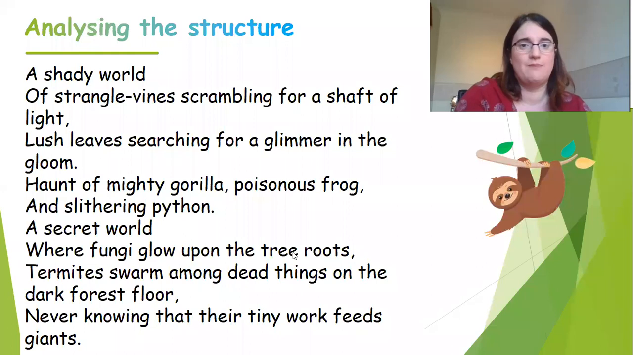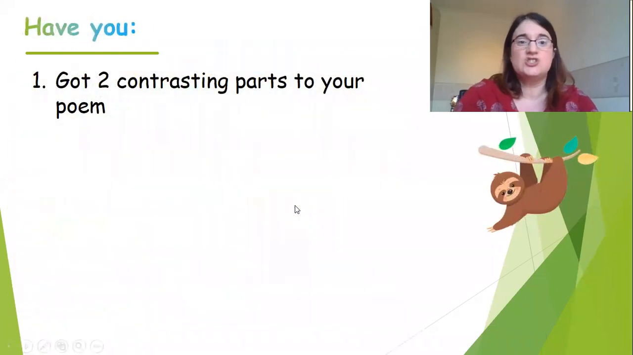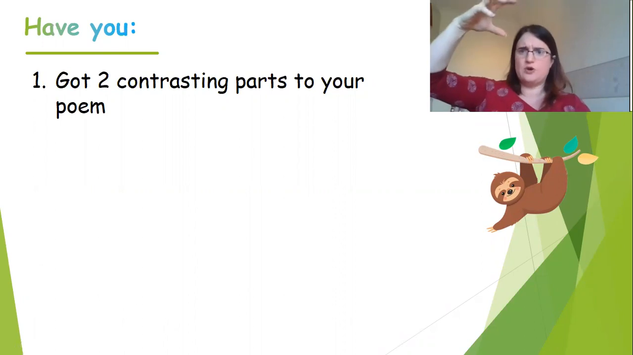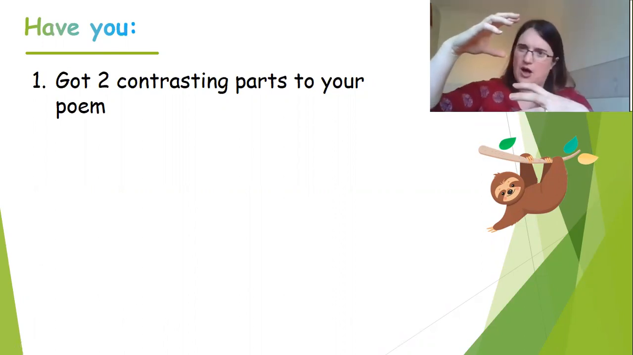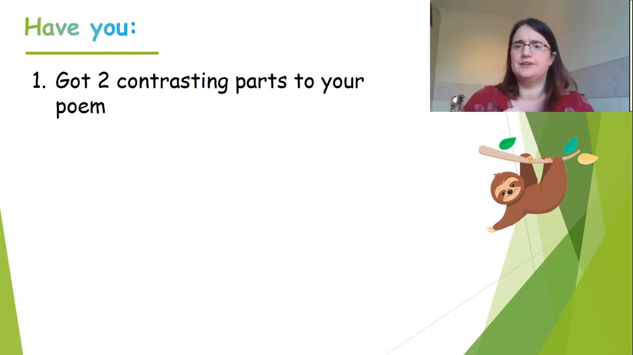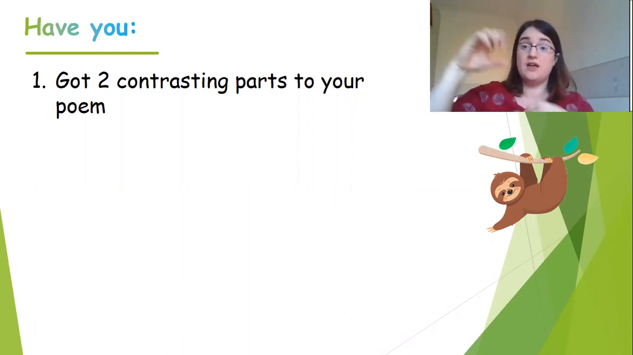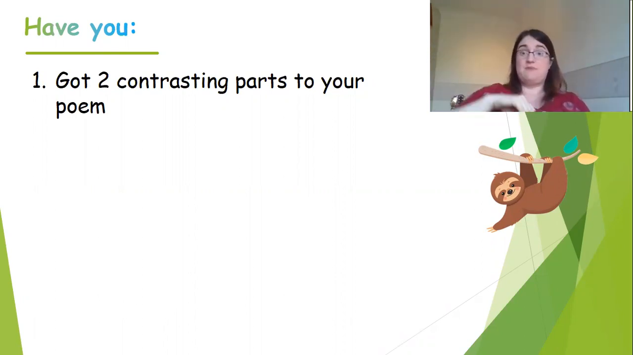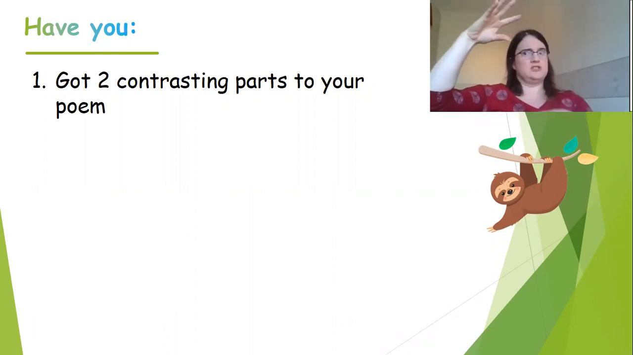So let's go back and have a look at what we're going to need in our poem. So that was the second section of our poem. Let's have a look at what we're going to need. So first of all, has your poem got two contrasting bits? What's the first part of your poem about? And is the second part of your poem about something slightly different? Okay, so we talked, didn't we, about it being on the land or in the water. We talked about it being up in the canopy or down on the floor. We talked about it maybe being bright and wonderful or a little bit scary.